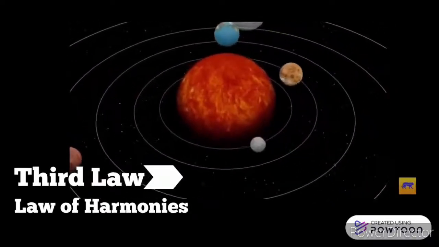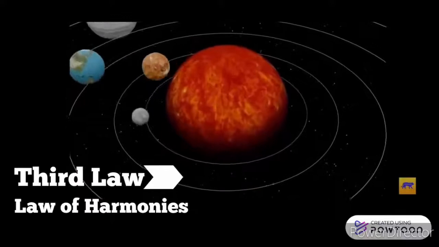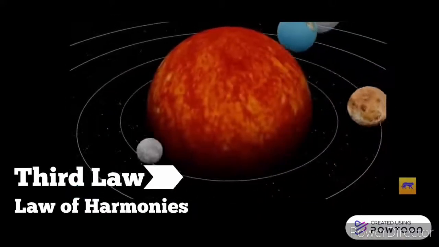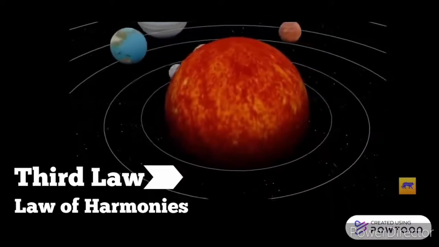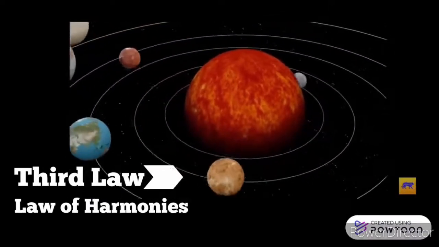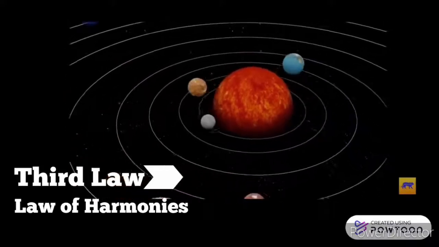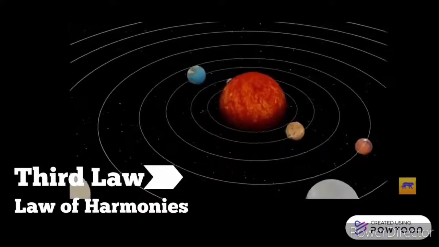For example, Mercury, the innermost planet, which is closest to the Sun, is faster to orbit than the Earth because it has a shorter path and the Sun's gravitational pull on it is stronger compared to the Earth.